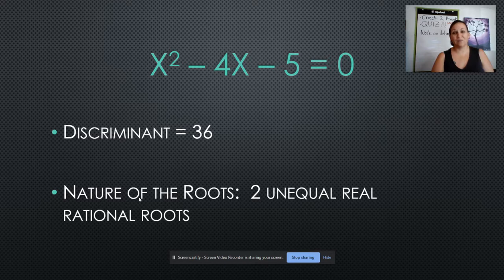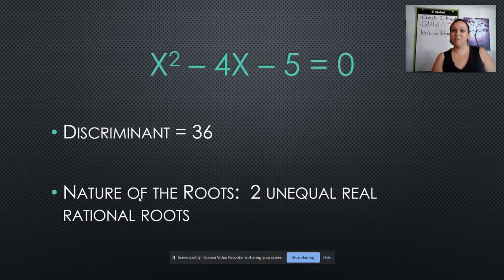Two means that there will be two answers to this problem, which is what we were doing with solving by factoring, right? We were getting two solutions. Unequal means that the answers will not be the same number. Real means that there will not be a letter i, an imaginary number, in the answer. And rational means that the numbers will be nice fractions or whole numbers.